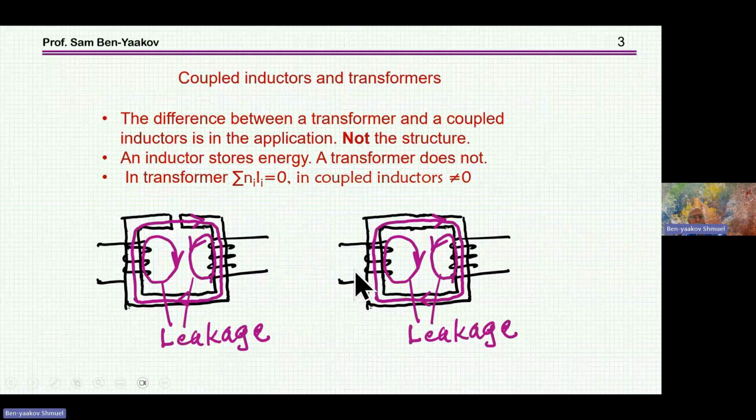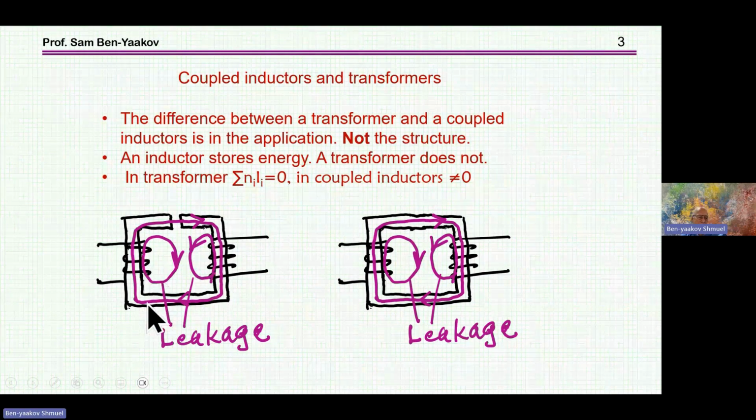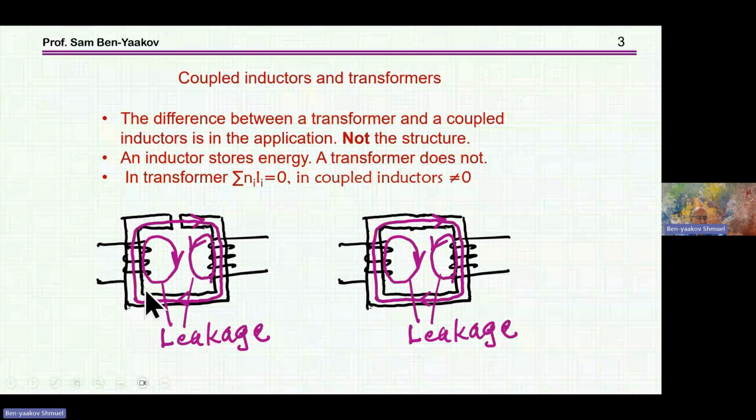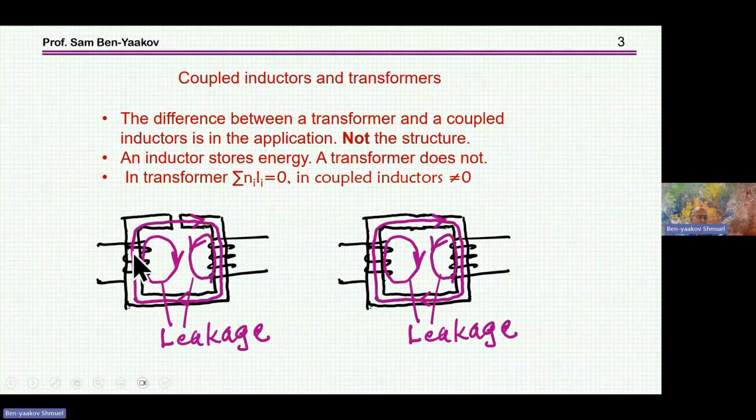So let me start off with the question, what is a coupled inductor? We have windings that are coupled in the sense that a flux from one winding is going into the other winding, and then some of the flux escapes, and this is the leakage inductance.